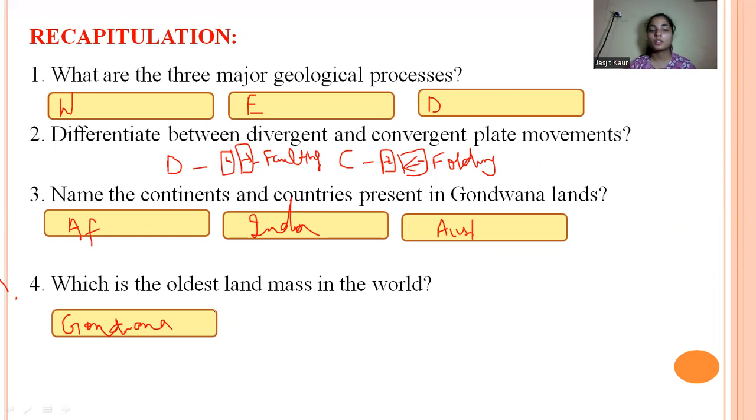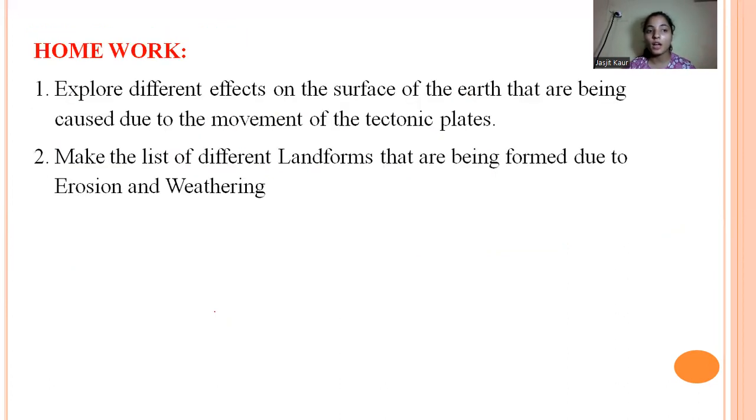So now, let me give you homework. You have to take a screenshot of this and complete this home assignment. The first one is to explore different effects on the surface of the earth that are caused due to movement of the tectonic plates. And the second is to make a list of different landforms that are formed due to erosion and weathering. So these are the two home assignments.